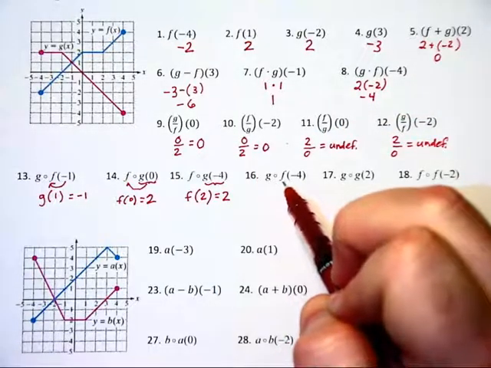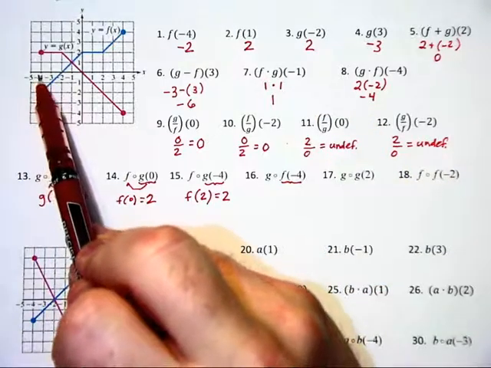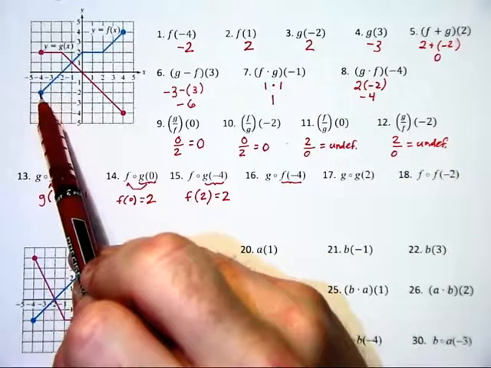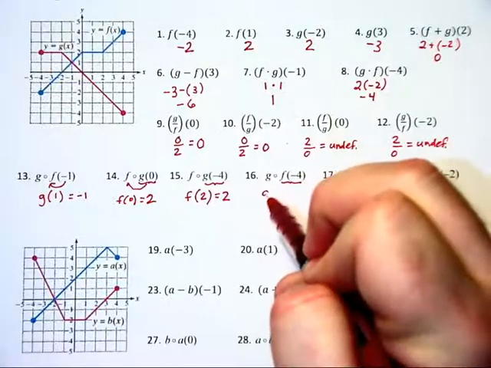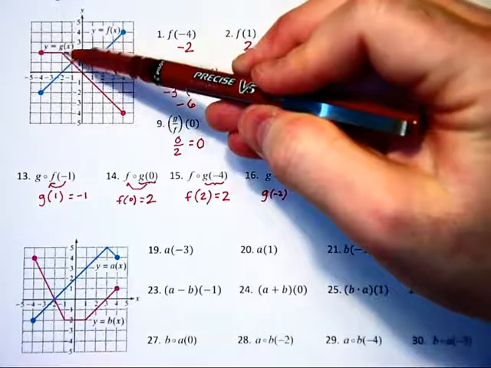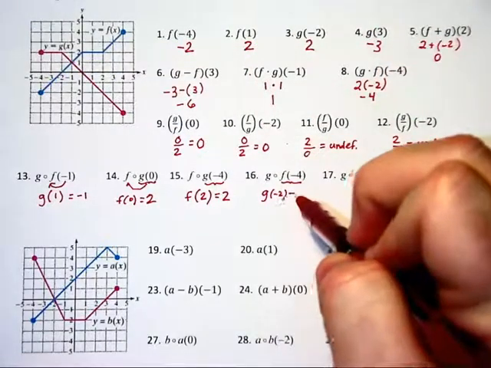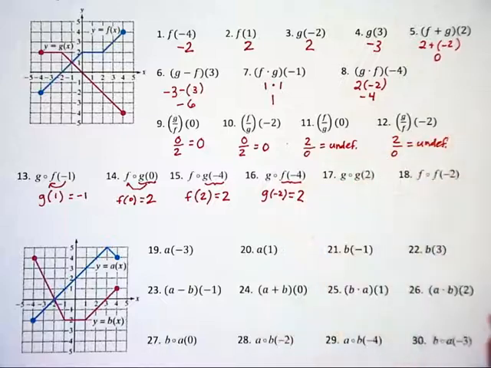g composite f of -4. First find f of -4. Here's -4. Function f is down here at a height of -2. So g of -2. Go to -2, up to graph g, which is the red one, which is at a height of 2, and the answer there is 2.